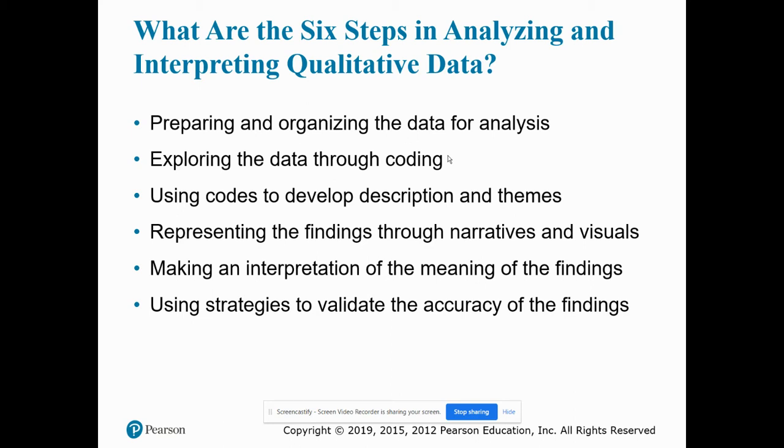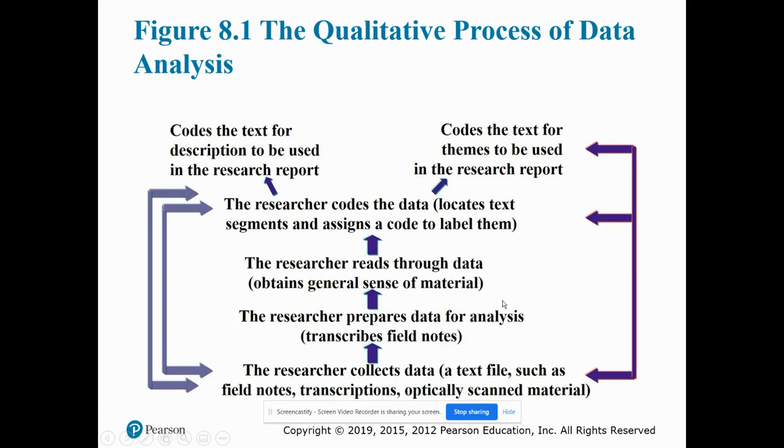Step 4 is represent the findings through narratives and visuals. Step 5, you make an interpretation of the meaning of the findings, and the final step is using strategies to validate the accuracy of the findings. So here's a chart for the qualitative process of the data analysis. It's a bottom-up approach, so that is there for you to review.